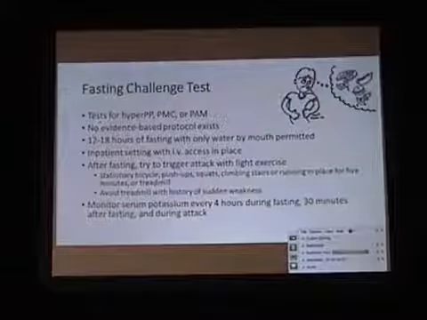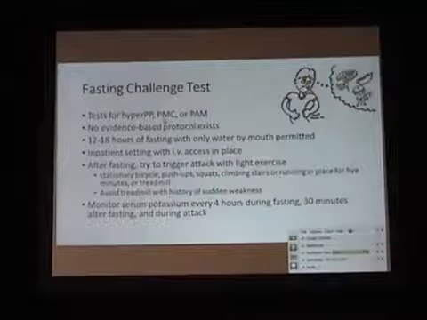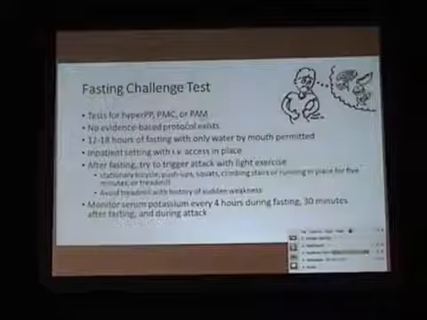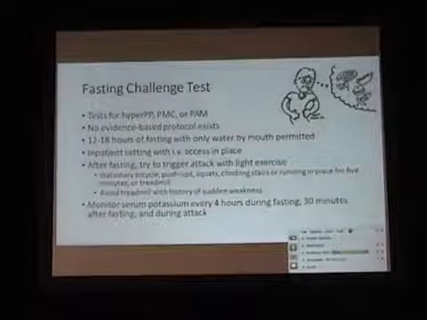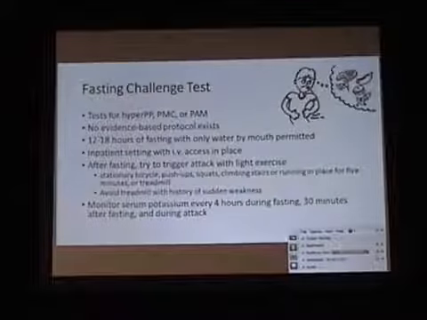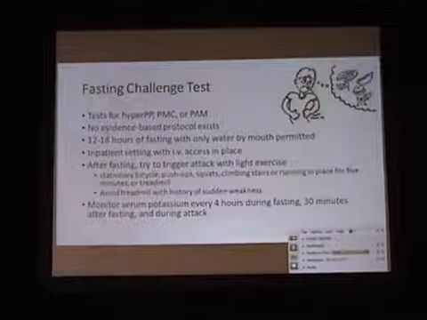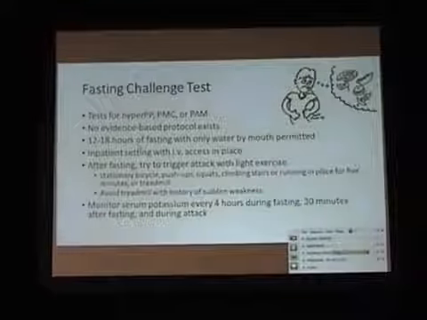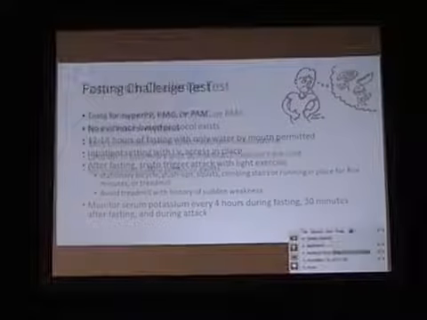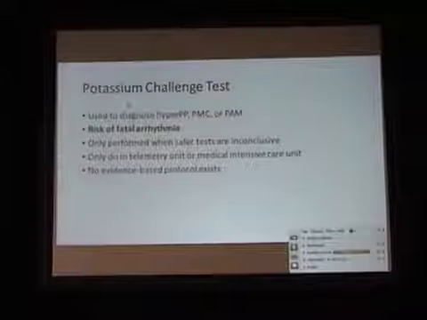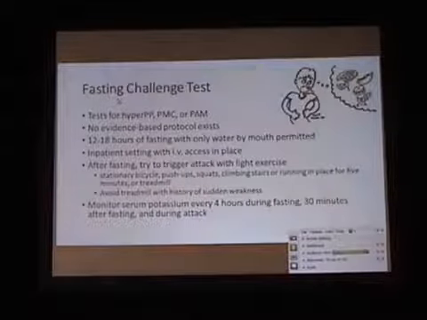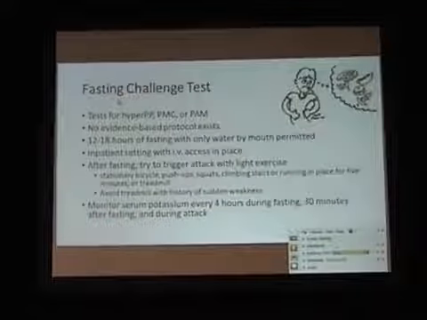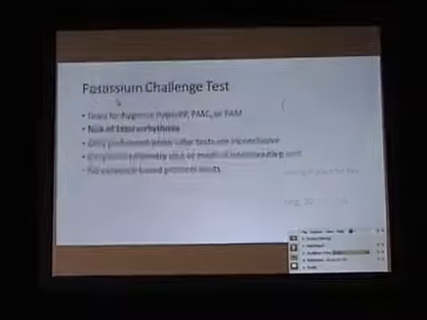Anyway, this tests for hyper and paramyotonia congenita and potassium-aggravated myotonia, all things that get worse with potassium administration but get better with carbohydrate. Again, there are no evidence-based protocols, but basically you fast and then induce an attack with light exercise. Then you do a potassium challenge test. I like the fasting because it's physiologic. We all kind of fast sometimes when we can't get enough to eat.